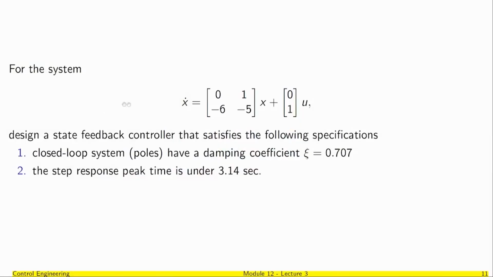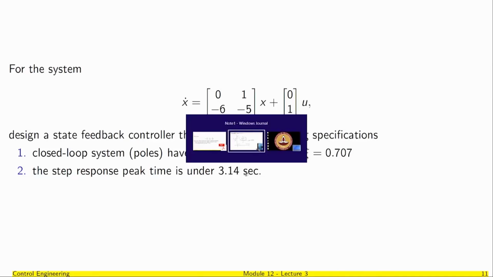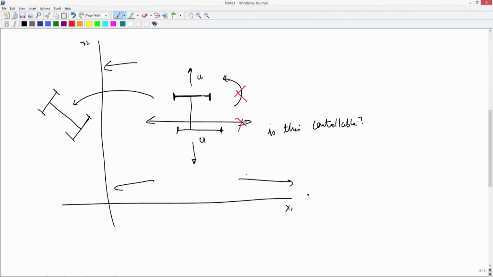Okay. So, let us come to a problem now. Let us say that for a given system which is of this form, x dot is [0, 1; -6, -5], can we design a controller u, which I call a state feedback controller, which has the following specifications: that the damping coefficient is 0.707 and the peak response time is under 3.14 seconds. Okay. So, there are a couple of methods which we could use in this. So, let us just try to write down what the problem statement is for us.